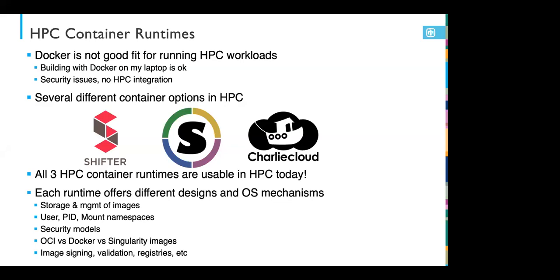As these resources are almost always shared, we need to make sure that these deployments and running of container images stay within user space. So the good news is we've got multiple container runtimes, and they're all really usable in the context of HPC today. They offer different design and OS mechanisms to employ these technologies, but generally they're all doing something very similar. Some of them also offer additional image support, say with Singularity, or some signing and validation functions, et cetera. But the good news is you could use any one of these today for your supercomputer if you wanted to.